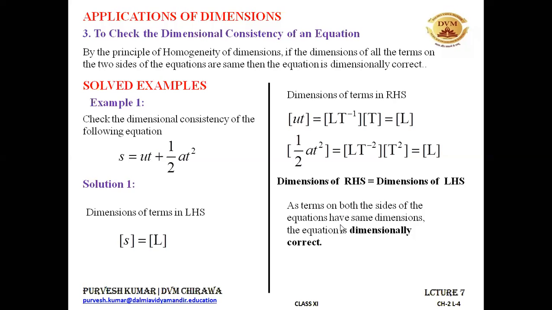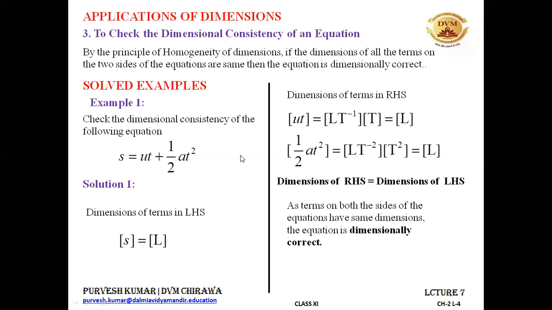So this is how we can apply dimensional analysis to check whether an equation is dimensionally correct or not. It's very simple. Still, if you have some doubt, I'm stopping for a minute so that you can ask me your doubts, and then I'll proceed further to the second example. So let's start with the second example.